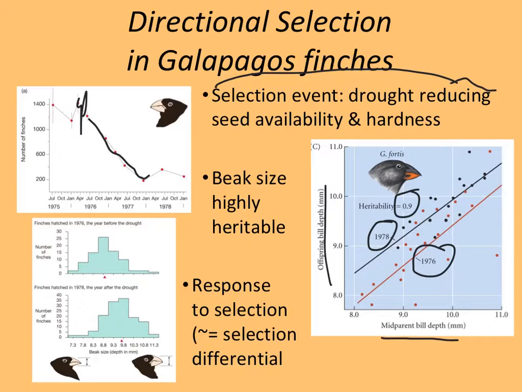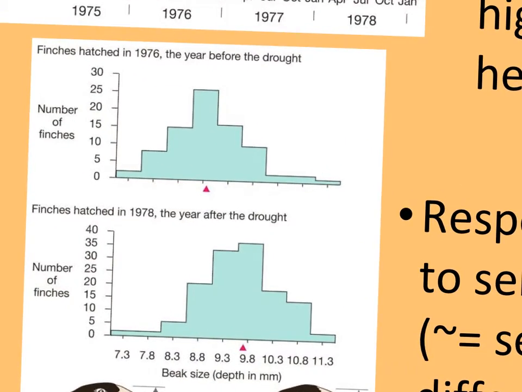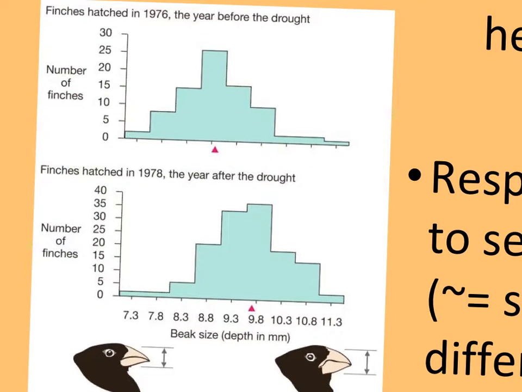And if we actually look here, finches hatched in 1976, the year of the drought, or the year before the drought, the mean is right here, 1, 2, 3, 4, a little beyond 4. And then we actually look here. Okay, 1, 2, 3, 4, 5. So it's about 8. And then it changed.